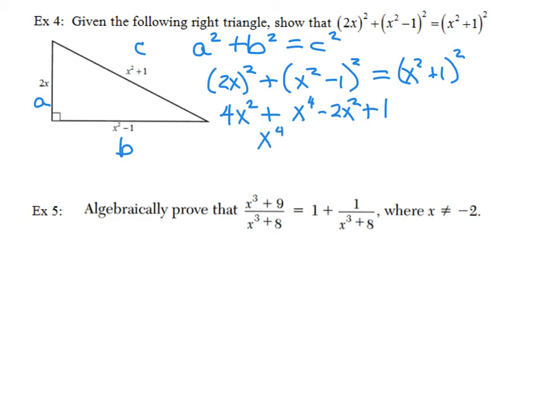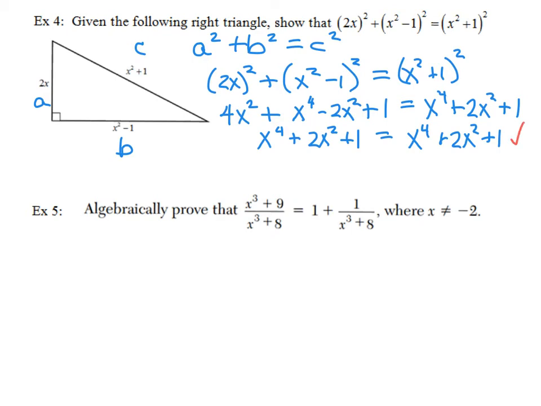Combining like terms on the left side, I've got x to the fourth plus 2x squared plus 1. On the right side, squaring this binomial, I'm getting x to the fourth plus 2x squared plus 1. So you'll notice that the left side of the equation and the right side of the equation match exactly. So when they match exactly, that tells me that I've got an identity that works. And this just verifies that these terms can be used to represent the sides of a right triangle.